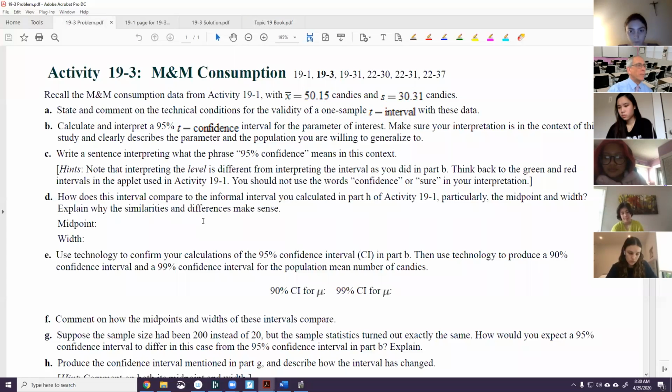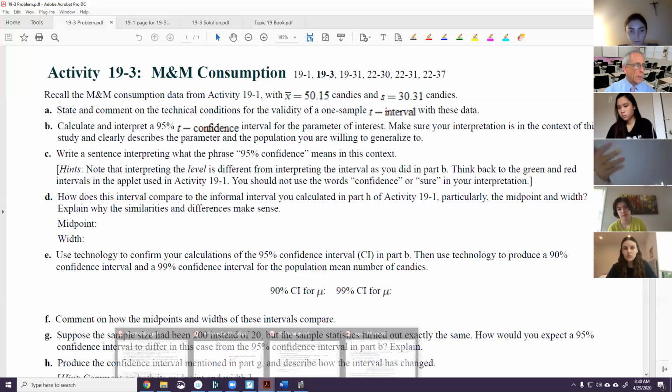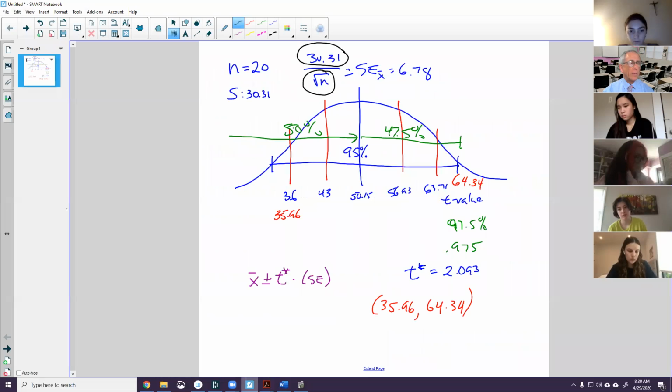Okay, so write a sentence interpreting what the phrase 95% confidence means in this context. So who wants to volunteer a sentence here? What does this mean? What have I just shown in this diagram that we just did by coming up with this 95% confidence interval right there? Somebody give me a sentence. I will take a volunteer.